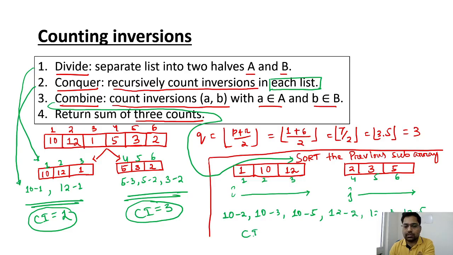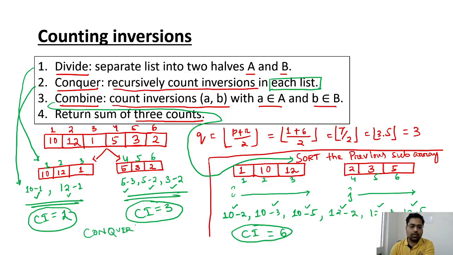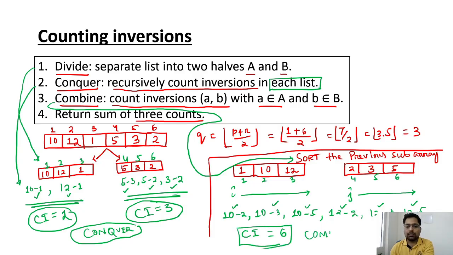So the total counting inversions are 1, 2, 3, 4, 5 and 6. These 6 come from the combine step. This is combine. We found the earlier count through the conquer process, and through the combine process we got 6.